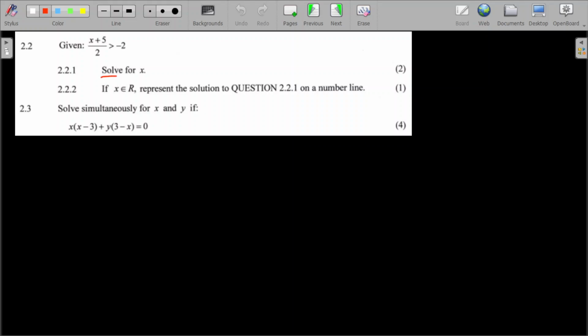First thing, we're still asked to solve for x based on this inequality that we have there. So we're going to have (x plus 5) all over 2, and this is greater than negative 2. This is 2.2.1. Now from here, to solve this inequality, first thing, cross multiply. So this is going to times that. So I'm going to have x plus 5 greater than negative 4.